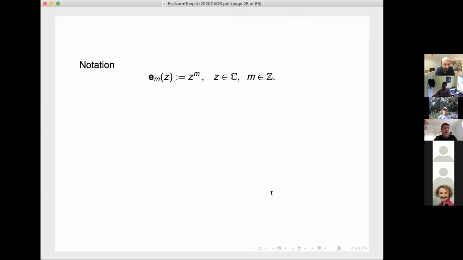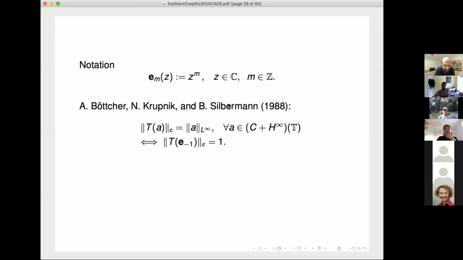One piece of notation that I would ask you to remember is E sub M. These are just exponential functions. I wrote this for any complex number, but if you're on the unit circle, this is E to the power i M theta. So I will use those functions. In the same paper, Böttcher, Krupnik, and Silbermann proved a very beautiful result that this equality for the essential norm, equal to the L infinity norm of the symbol, is true for all continuous functions, even more than continuous functions. You can even take functions that are sums of continuous functions and boundary values of bounded analytic functions.